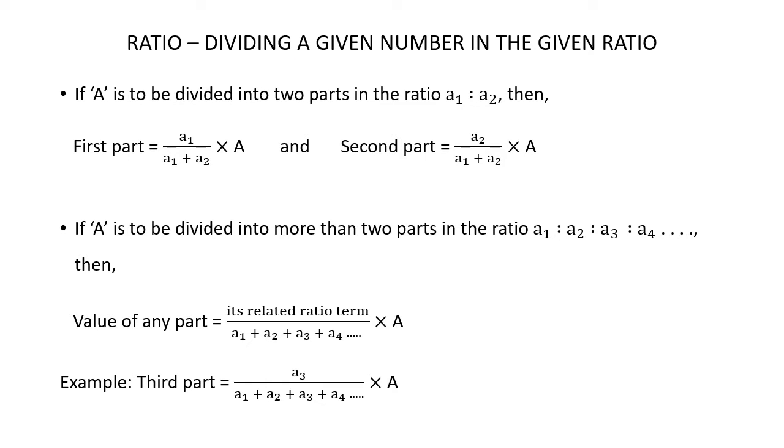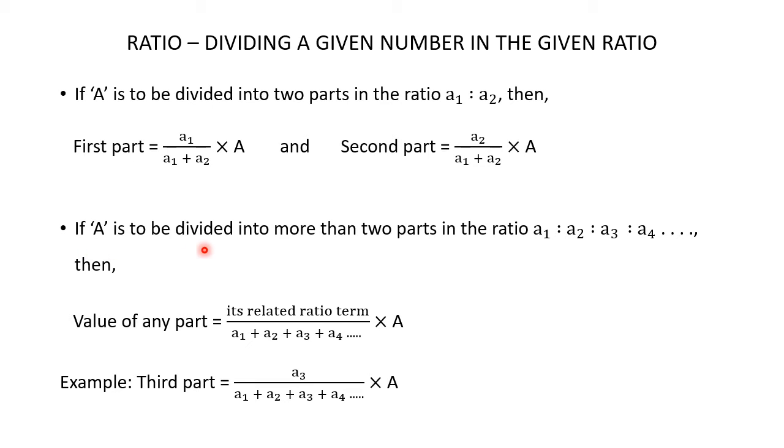Let's learn how to divide a given number in the given ratio. If A is to be divided into two parts in the ratio A1 is to A2, then the first part is equal to A1 divided by A1 plus A2 multiplied by A. And second part is equal to A2 divided by A1 plus A2 multiplied by A.